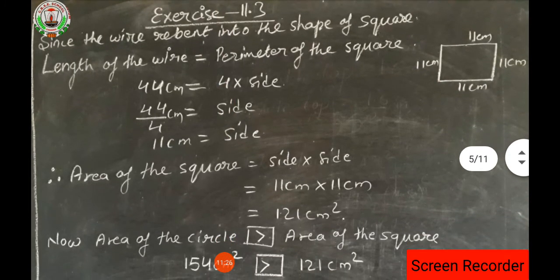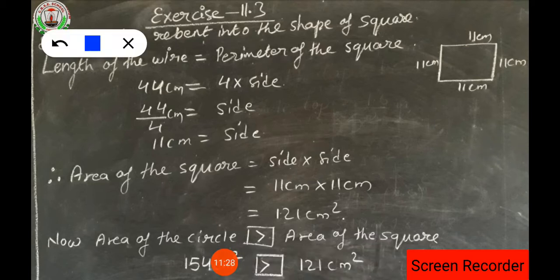Clear? Then again in the same question number 9, the wire is rebent into the shape of a square, the length of the wire is 44, and it was rebent into the shape of a circle, isn't it? And for that circle, r we found to be 7. Then we found the area as 154 centimeter square, isn't it? After finding this, the wire is rebent into the shape of a square. So the length of the wire will be equal to the perimeter of the square.